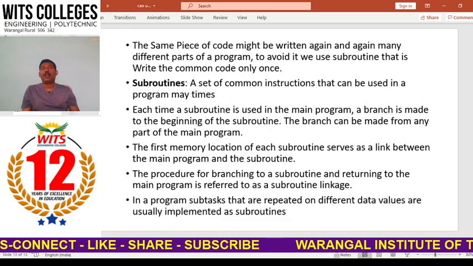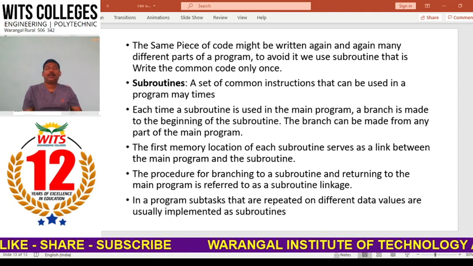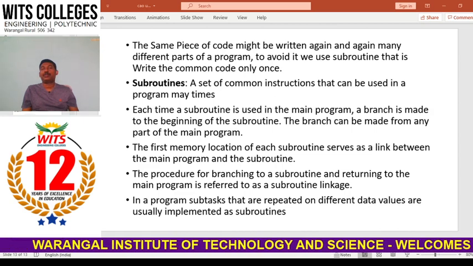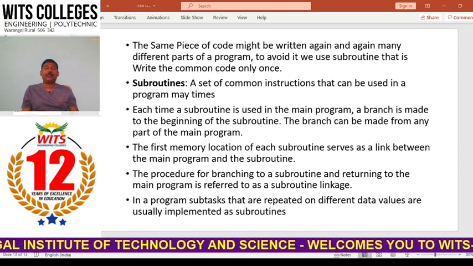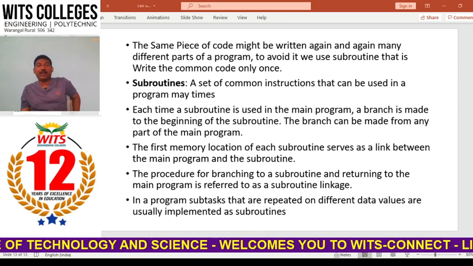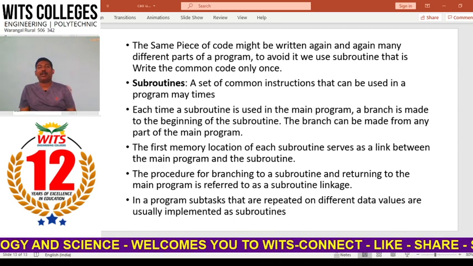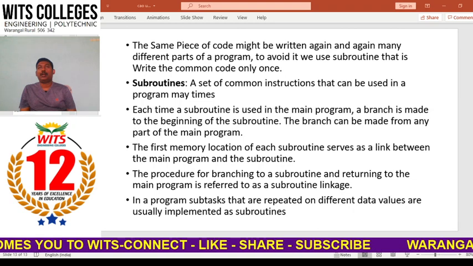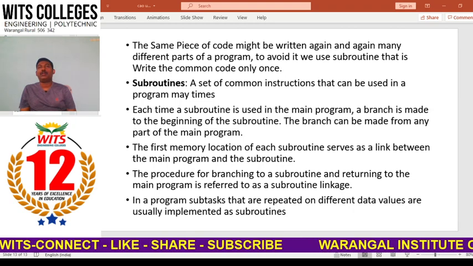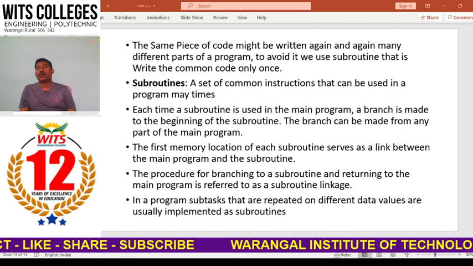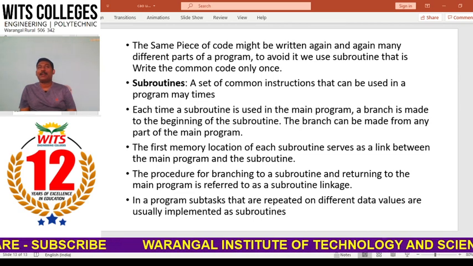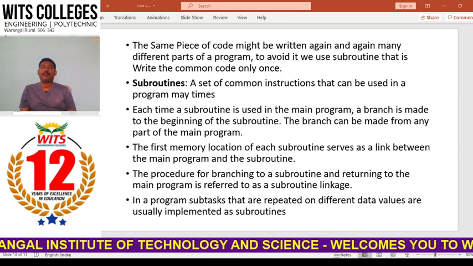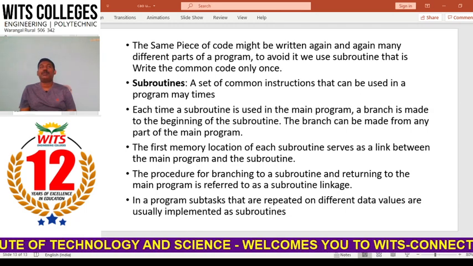Next, small pieces of code. A small piece of code might be needed again and again in many different parts of the program. So again and again we would have to write the small piece of code in memory. To avoid this, the subroutine is used: write the common code only once and we can use it a number of times. So redundancy will be reduced by using a subroutine.